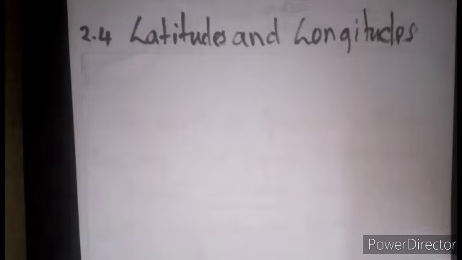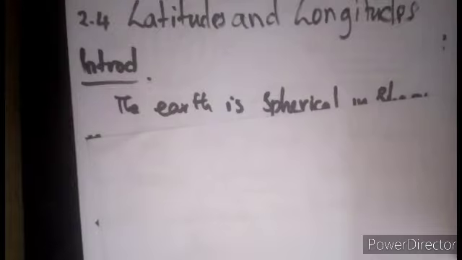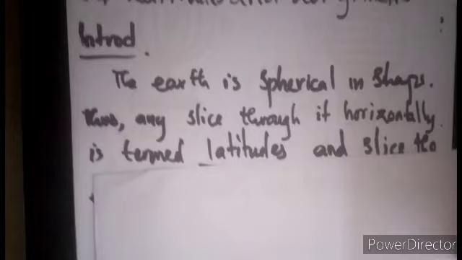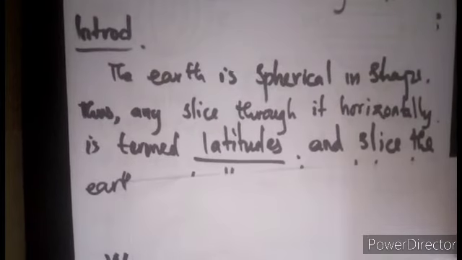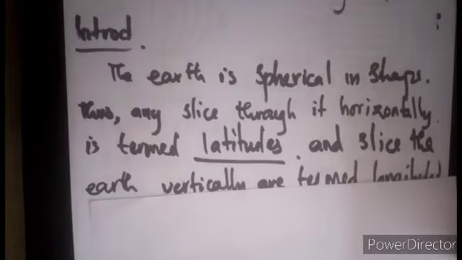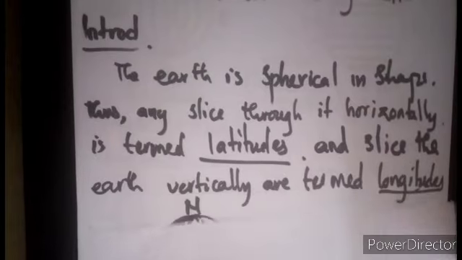So the topic we are looking into is latitudes and longitudes. Latitudes and longitudes are actually imaginary lines that run around the globe. Here we introduce it by saying that the Earth is spherical in shape, and if you imagine slicing the Earth horizontally and vertically, those horizontal slices can denote the latitudes, while the vertical ones denote what? The longitudes.